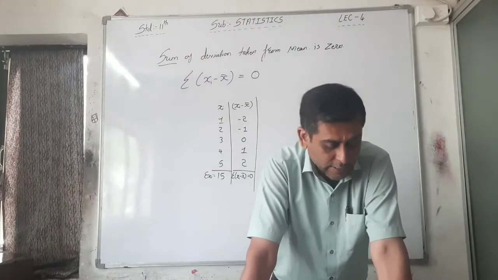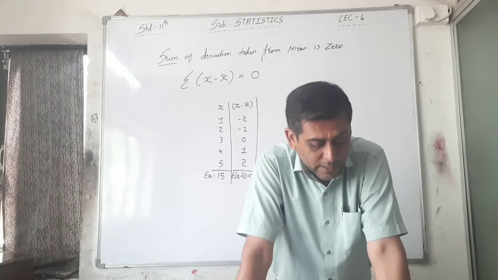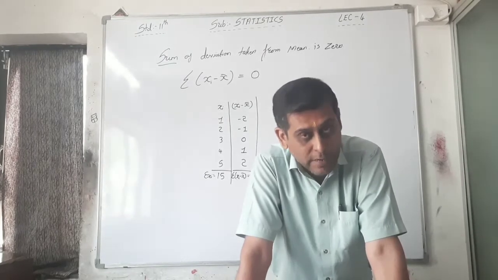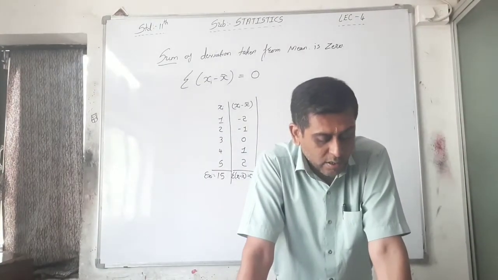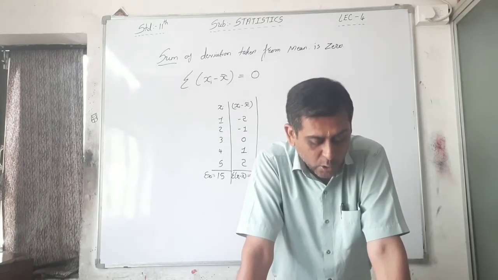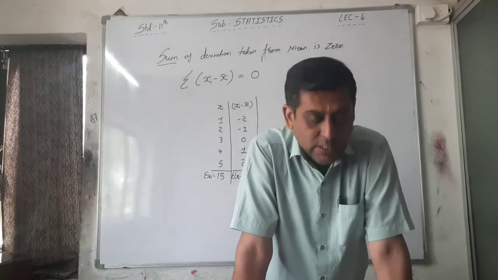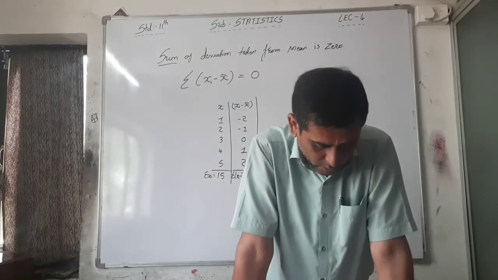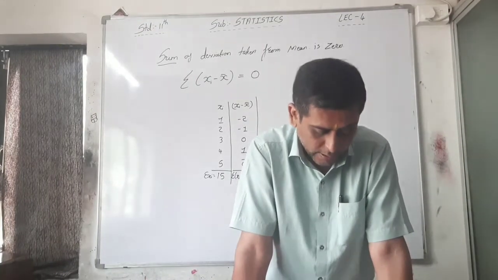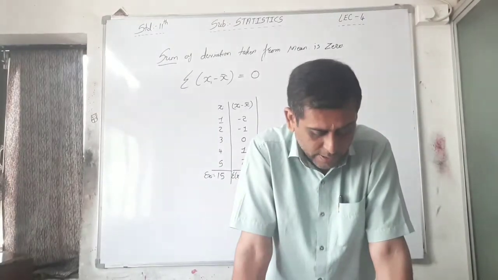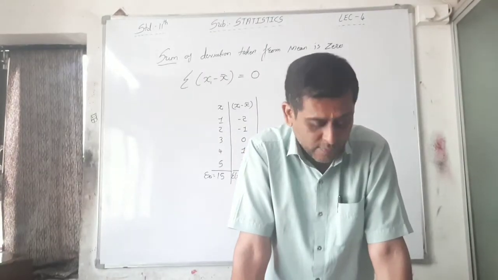Now the second point, see the second one. If each observation x1, x2, xn is multiplied by a known non-zero constant, that is b, and another constant a is added to it, we get a new set of observations. We will denote these values by y1, y2 and yn, where y1 is equal to bx1 plus a, y2 is equal to bx2 plus a, yn is equal to bxn plus a. The mean of y1, y2, yn will be y bar is equal to sigma y upon n, y1 plus y2 and so on up to yn, divided by n.